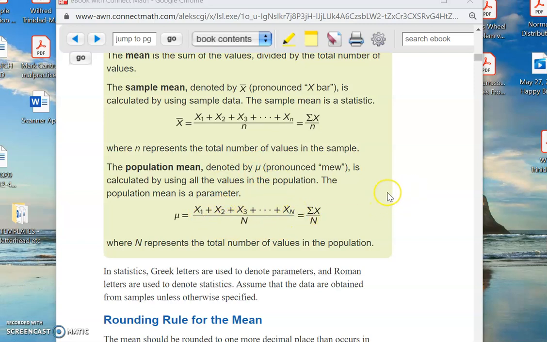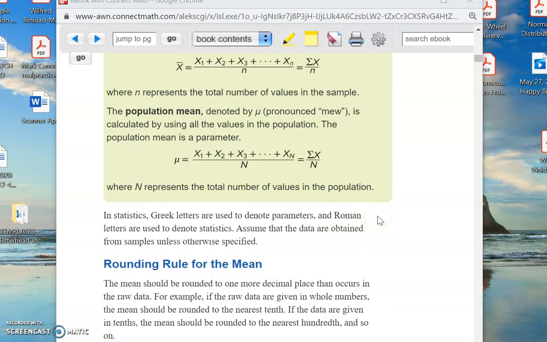And now, to help us remember that we're talking about the population instead of the sample, instead of using the little n like we have here, we're going to use the capital N. So it's the same concept though. Add up all the values, divide by big N, the total number of values in the population. So the way we do this is we use Greek letters like mu, for example, to denote parameters. Denote means to specify or to label. So to denote parameters, we're going to use Greek letters.